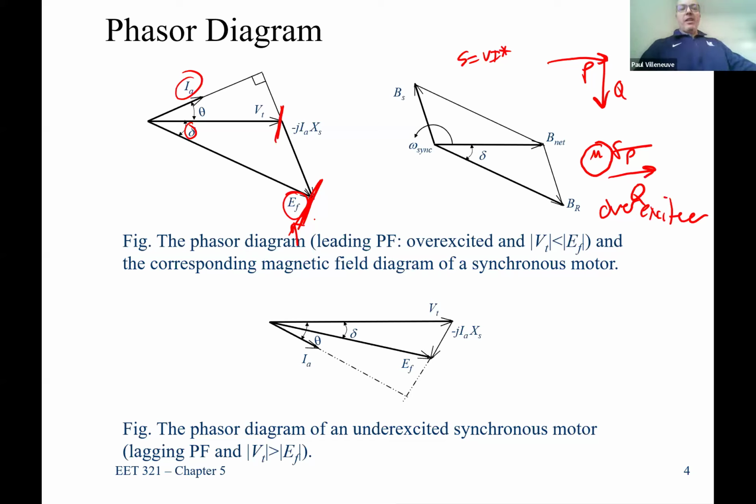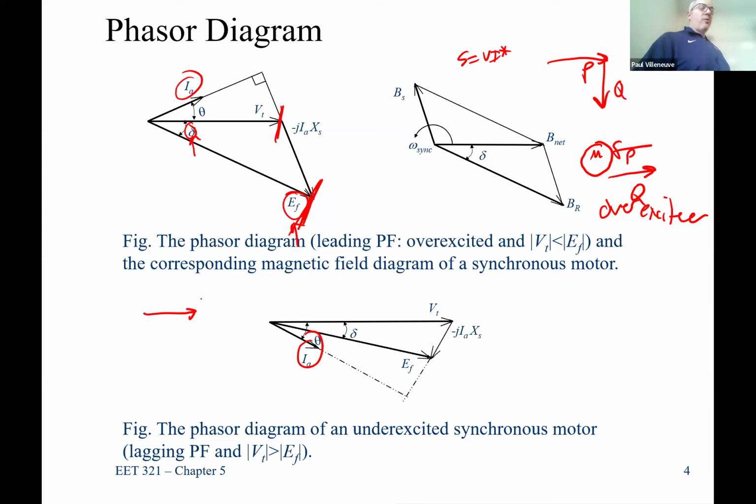So this magnitude here of EF really tells you if you're over or underexcited, just like in the case of a synchronous generator. So you can still have the same operation. The difference is, again, our delta is a negative number if it's a motor. If I look here at the bottom, this is underexcited. Why is it underexcited? Well, that's not so obvious, but I have a lagging power factor, right?